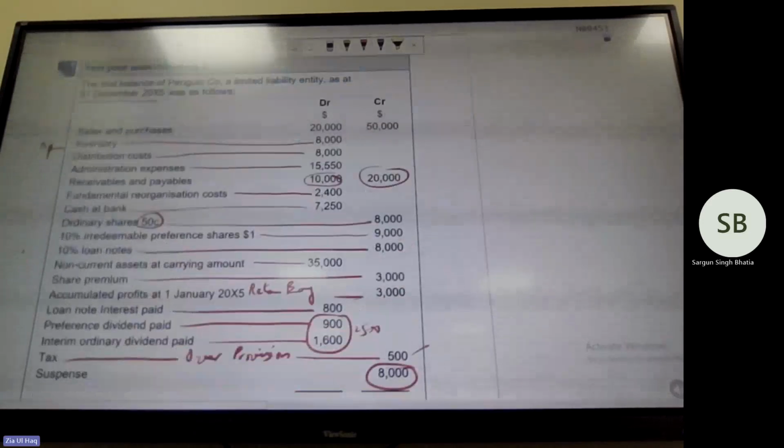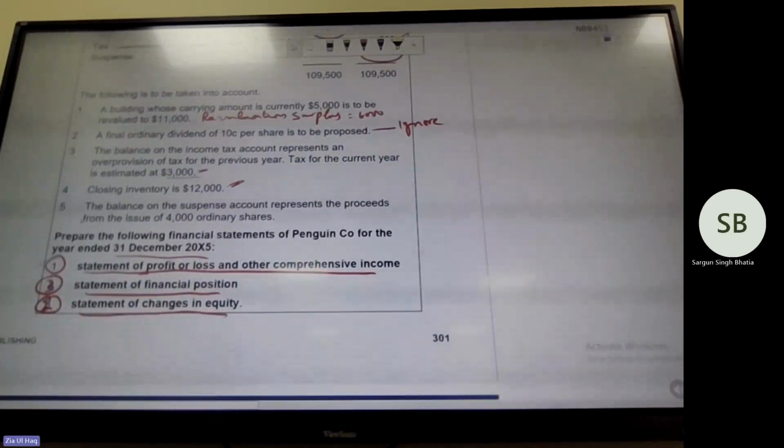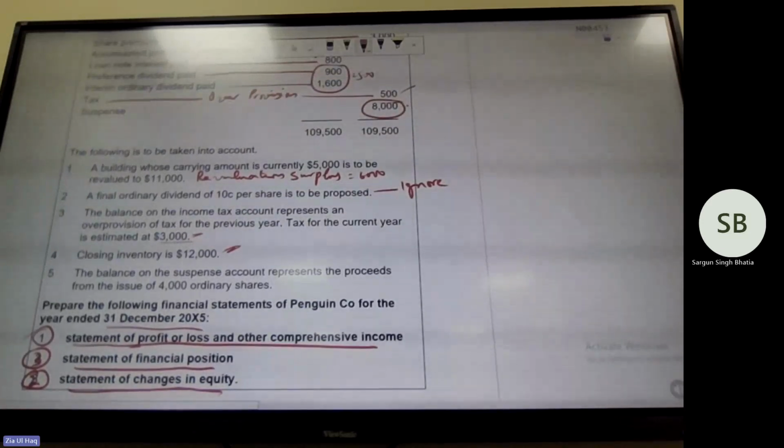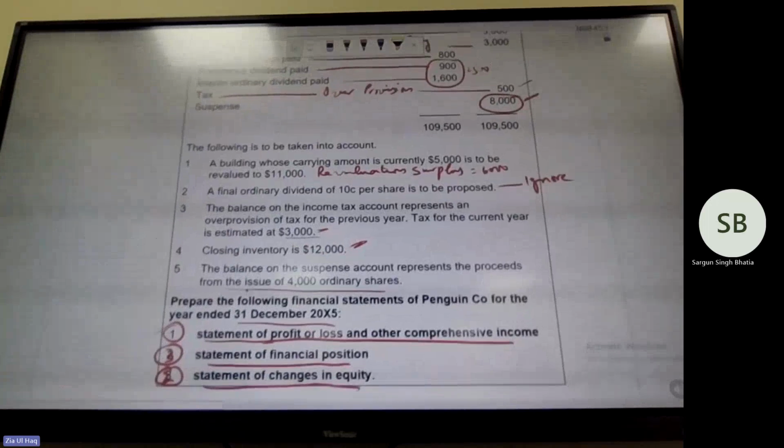This will be opening inventory. And the balance on the suspense account represents the proceeds from the issue of 400,000 ordinary shares. This 8,000 is relating to the issue of shares that has not been recorded. This 4,000 is relating to the issue of shares.